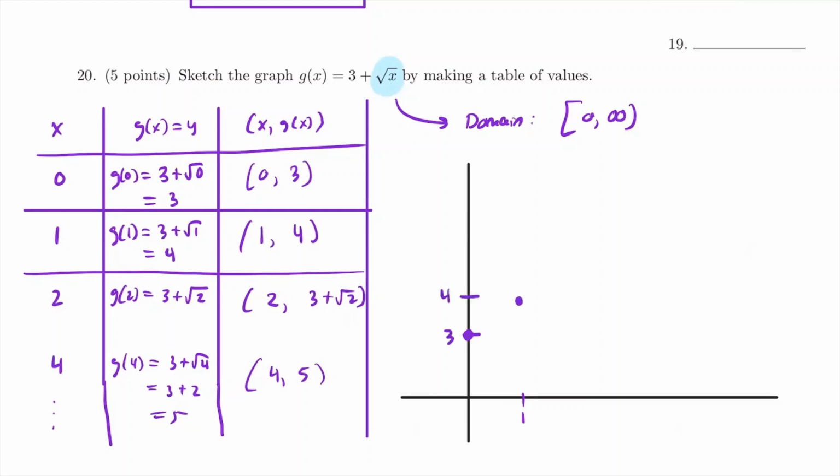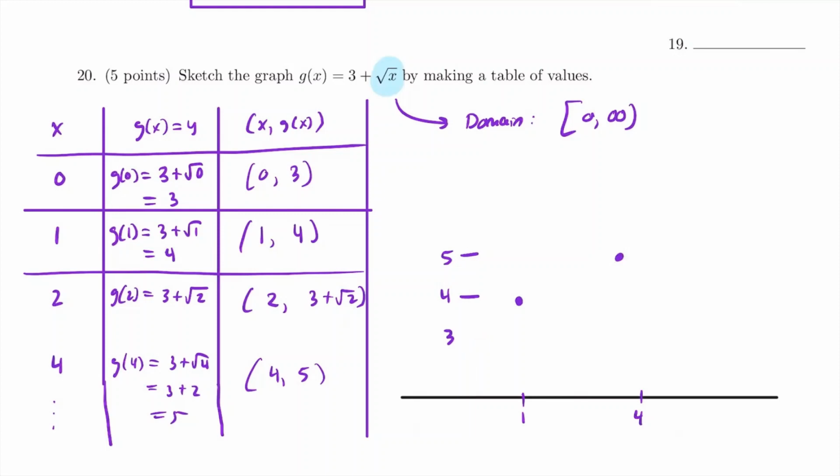And then 2 will be 3 plus square root of 2. So I'm not going to plot that, but it's going to be maybe up there. So ignore that one. The next point I'm going to graph would be 4. Perhaps here. So it'll be 5. So something right here. So you can see the shape. So not the best shape. So I will do it again.